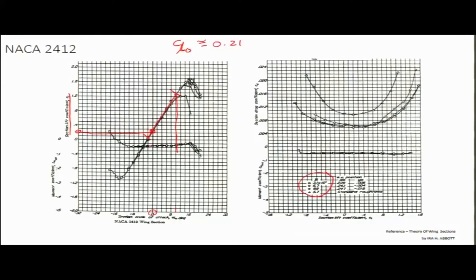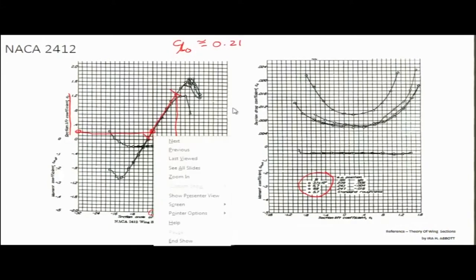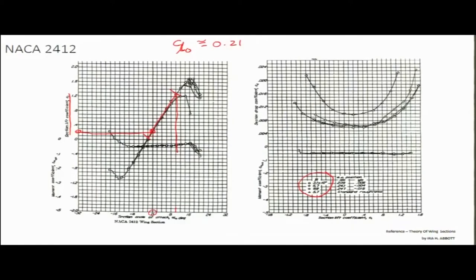And now we have to look at alpha at which CL is 0. This is your origin, say 0, 0. Oh, I am sorry.